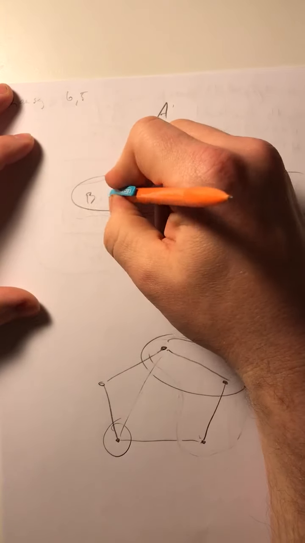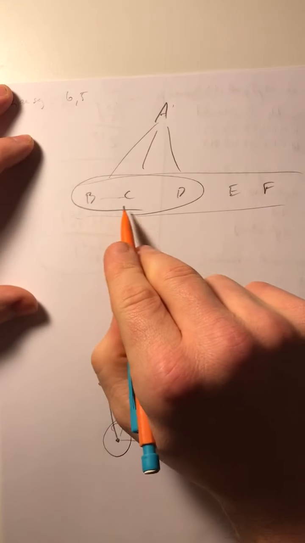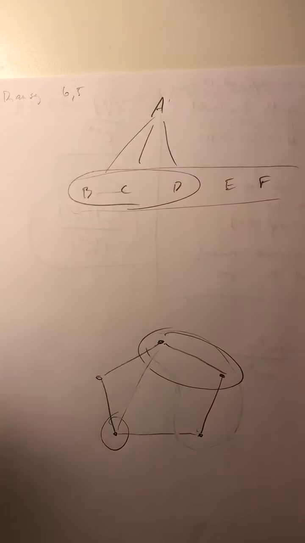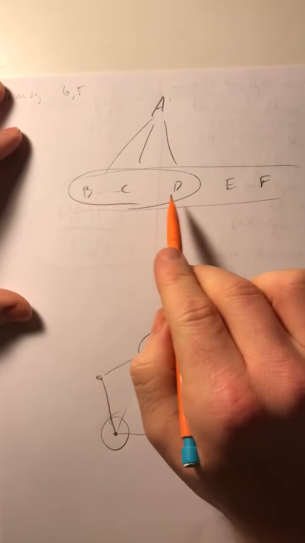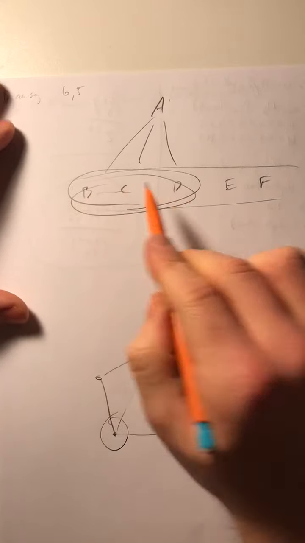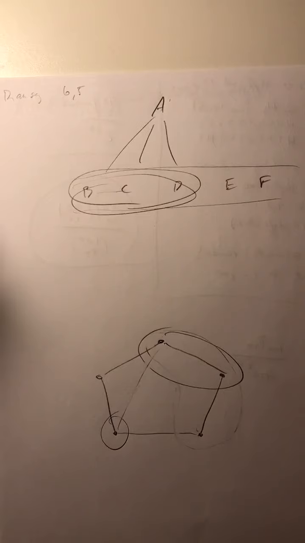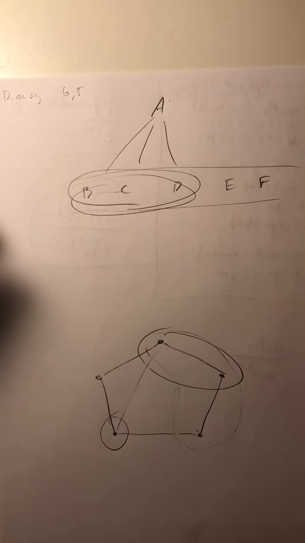And now, if any 2 of these 3 people are friends with each other, then I'm done. I found 3 mutual friends. But if no 2 of these people are friends with each other, then right here I have 3 mutual enemies. So there we go. No matter what, I was able to find a group of 3 people who are all mutually friends or mutually enemies.